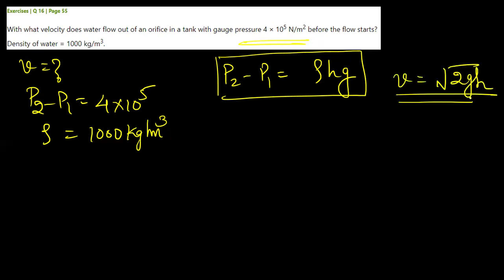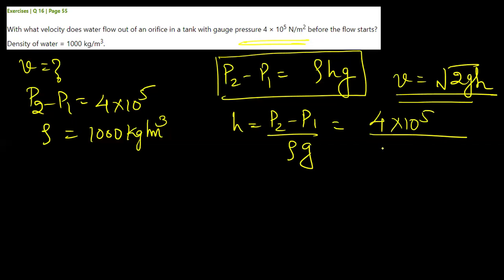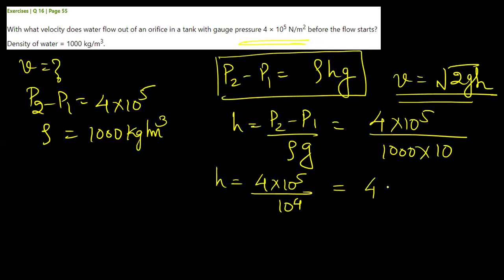Torricelli's law, speed of efflux, we have done. Torricelli law or speed of efflux, we know that velocity is equal to root 2gh. So H we will have to first find. So H will be equal to P2 minus P1 upon rho g. P2 minus P1 will be 4 into 10 raised to 5 upon 1000 into 10. You can assume g as 10. So H will be equal to 4 into 10 raised to 5. Denominator will be 10 raised to 4. So when it goes in the numerator, it will be 10 raised to minus 4. 4 into 10 raised to 5 into 10 raised to minus 4 will be 40. So height will be 40 meters.